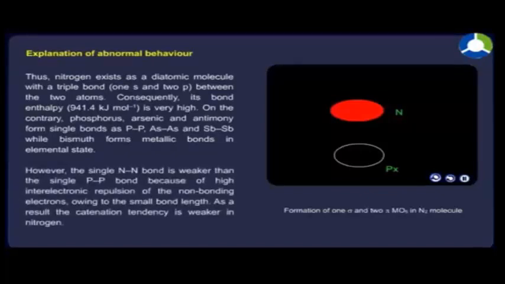However, the single nitrogen-nitrogen bond is weaker than the single phosphorus-phosphorus bond because of high inter-electronic repulsion of the non-bonding electrons owing to the small bond length. As a result, the catenation tendency is weaker in nitrogen.